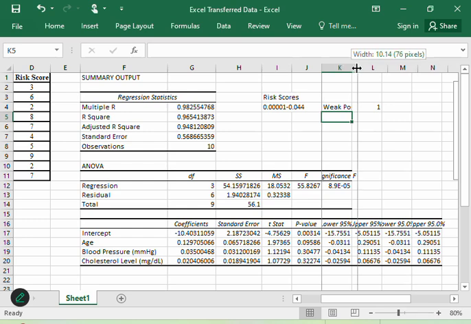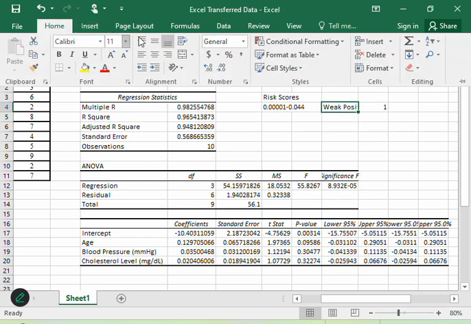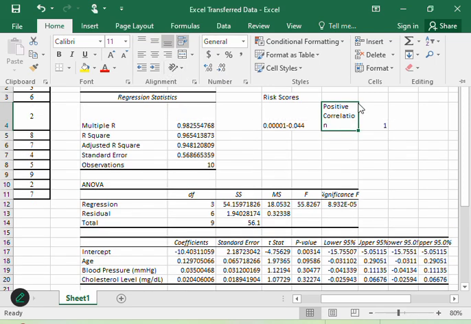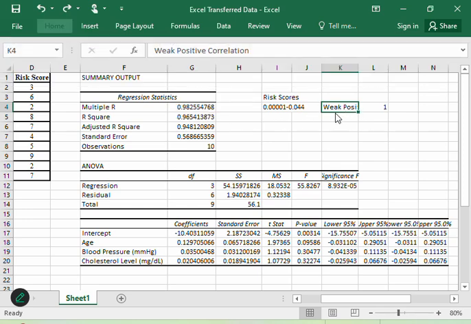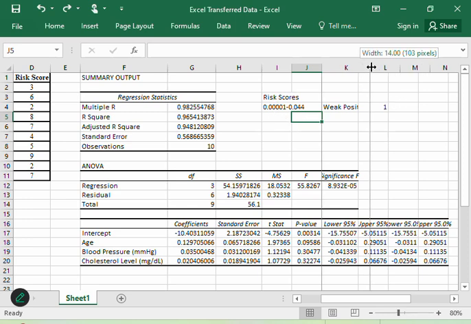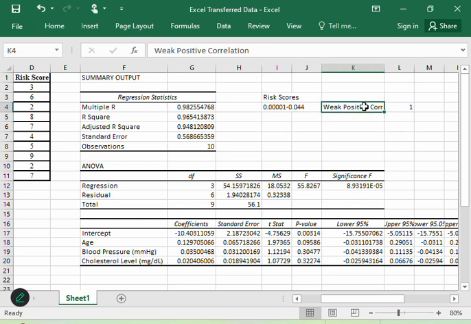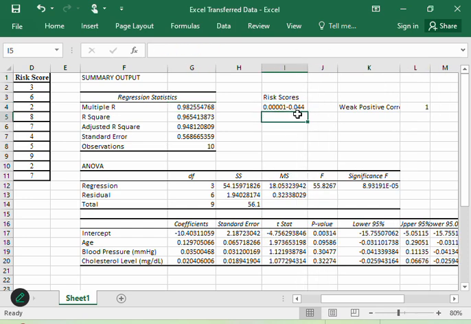A weak positive correlation. Now, these are standard values which you use to make decisions on whether R is weak, strong, or very strong. So for you to interpret the value of R here, you must have these interpretation guidelines. There are guidelines for interpreting R.